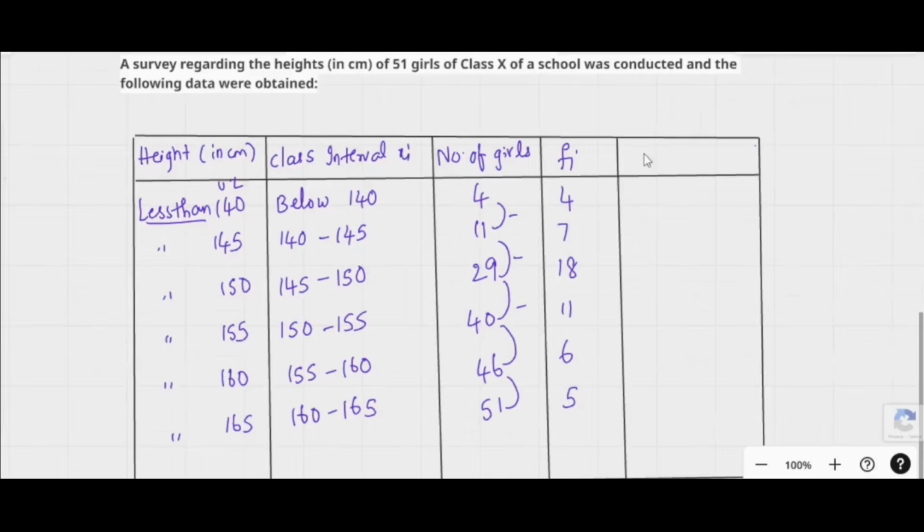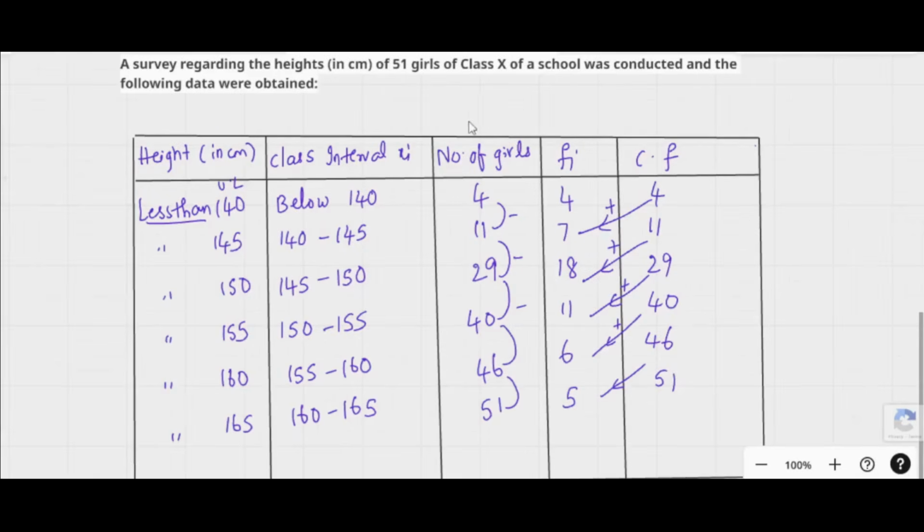And then the important thing is cumulative frequency. The median is all about the cumulative frequency, right? So how to find out the cumulative frequency? First write down the first observation as it is, and then add the second frequency. 4 plus 7 is 11. Again 11 plus 18 is 29. Again 29 plus 11 is 40. 40 plus 6 is 46. And 46 plus 5 is 51. This is the way we find out the cumulative frequencies.